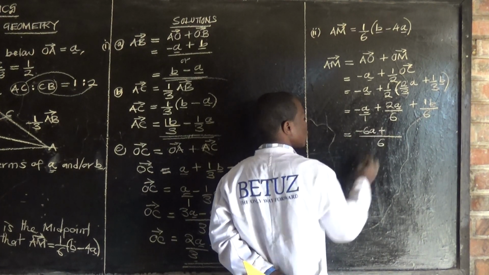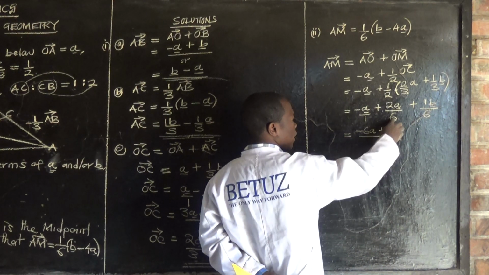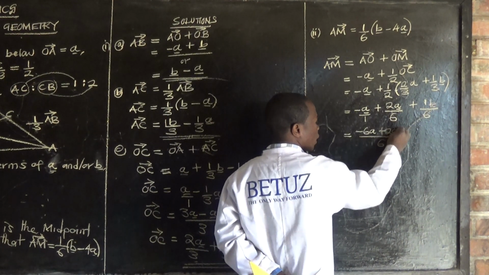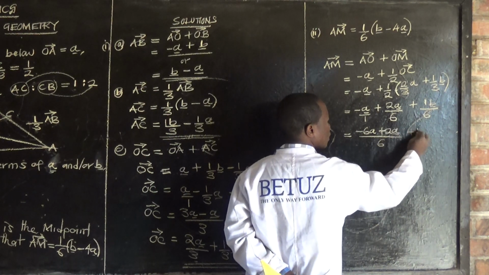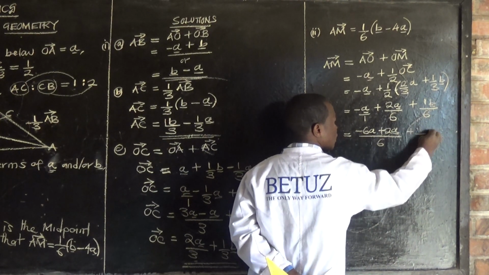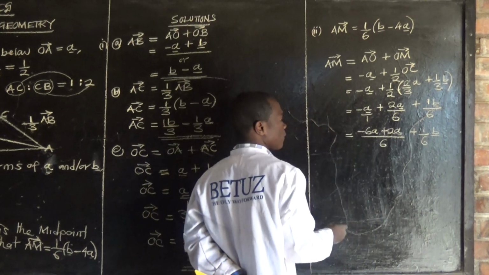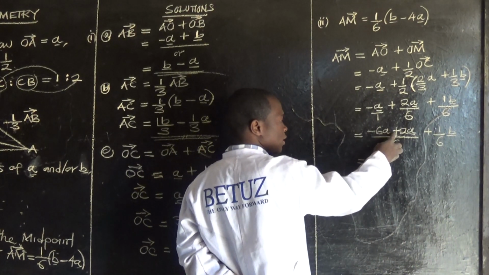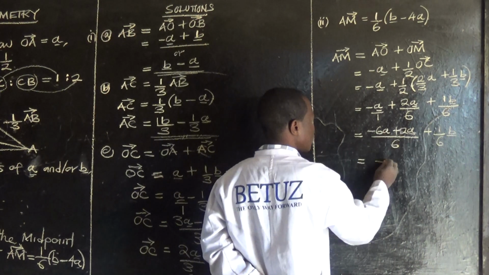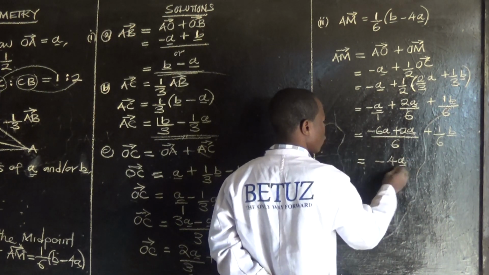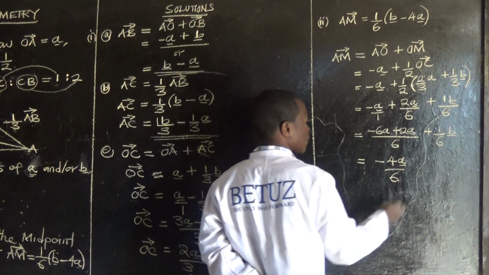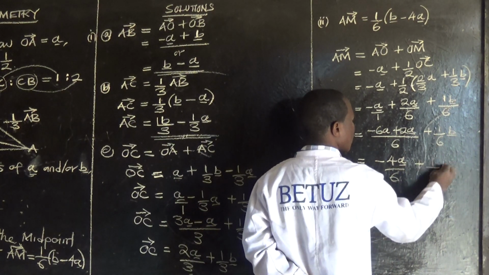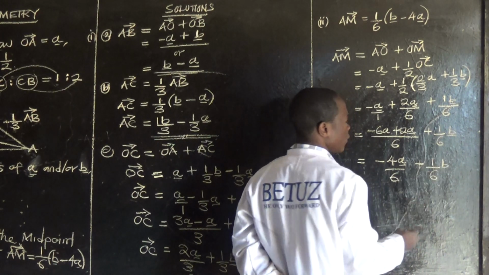Then plus, is it okay, people? Then 6 into 6, it's 1. 1 times 2A, you get 2A. Then plus 1 over 6 vector B. Is it okay? Then we know that negative 6A plus 2A gets negative 4A over 6. Then plus 1 over 6 B. Are we together, people?